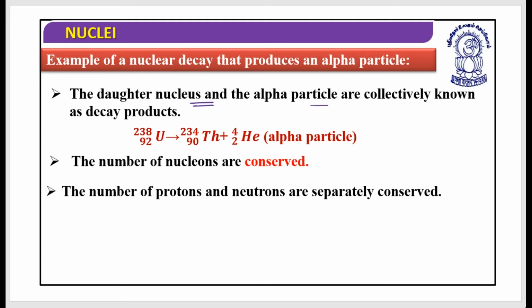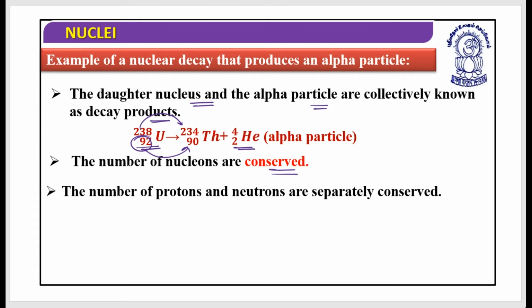The daughter nucleus and the alpha particle are collectively known as the decay products, and let's say this would be the case of uranium. 92U238 will give us an alpha particle. Then its atomic number has been changed by 2 and atomic mass has been changed by 4, and the number of nucleons is always conserved.